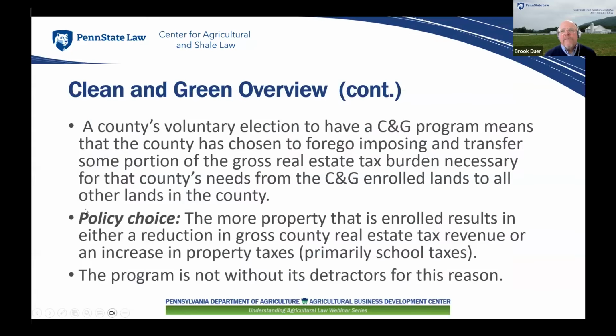The other thing to just remember about this program is that it's not without its controversy, arising from what I have on this slide, which is that a county's voluntary election to have a program means that they've chosen to forego imposing, and therefore transfer, some portion of the gross real estate tax burden necessary for whatever the county government's needs are from Clean and Green enrolled lands, which are getting a reduced preferential tax assessment, to all the other land in the county.